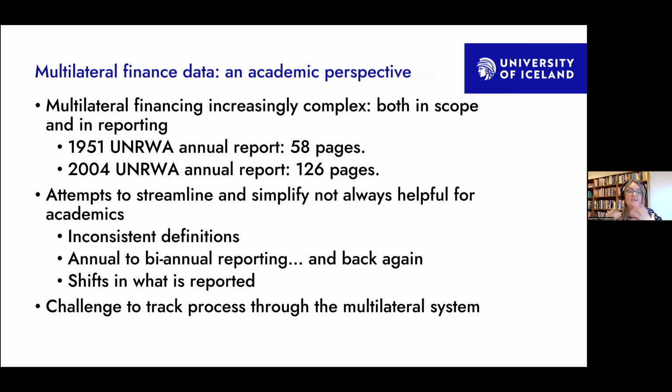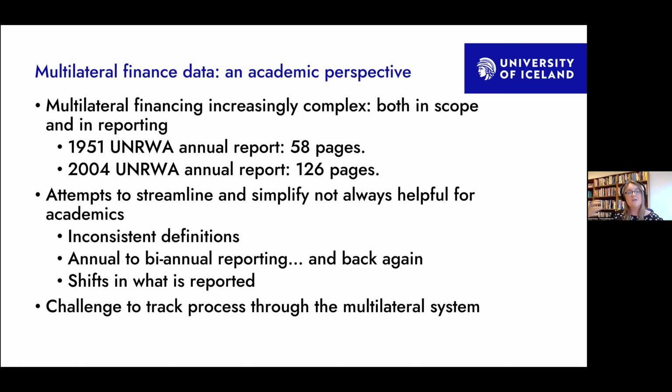As was mentioned in the report, and as has come up in the conversation, multilateral financing is indeed increasingly complex, both in scope and in what types of things are being reported, and in the types of instruments being used. For a brief example, looking at annual reports from organizations, in 1951 the UNRWA annual report was 58 pages. This still included an incredible amount of detail on how money was being spent, where it was going, who was using it, to what purpose. And in 2004, this had grown to 126 pages, with a lot more complexity.